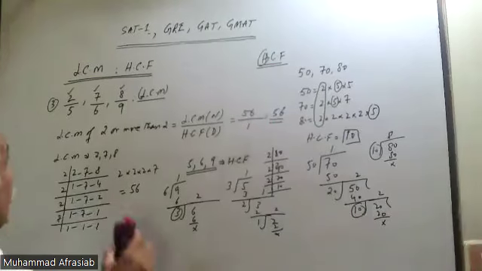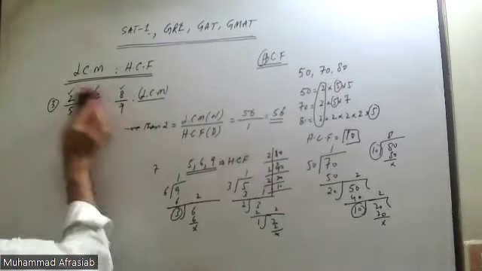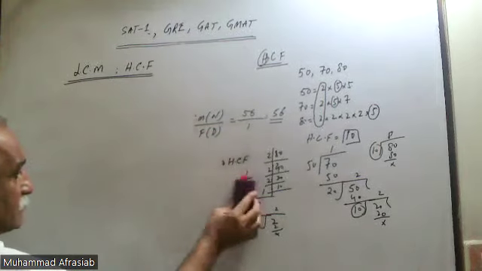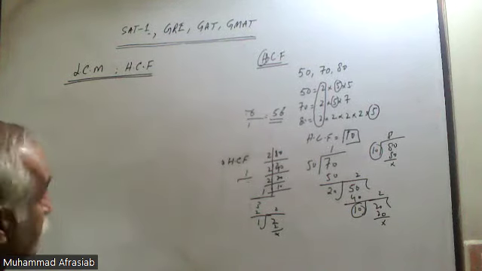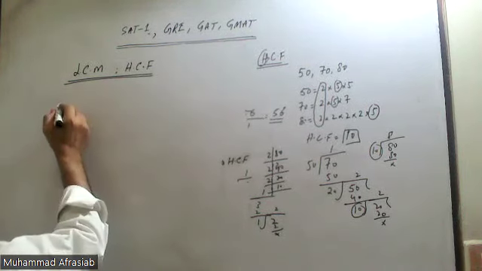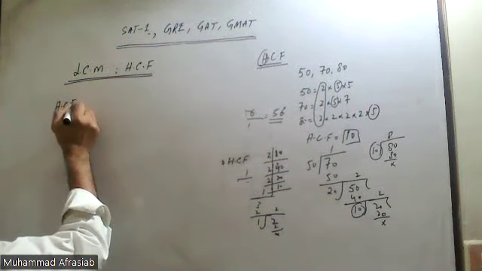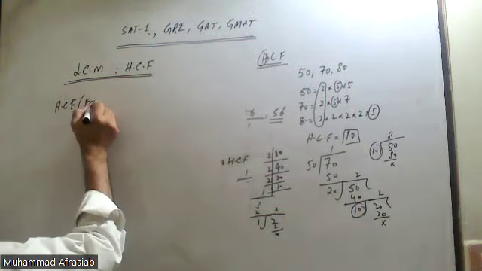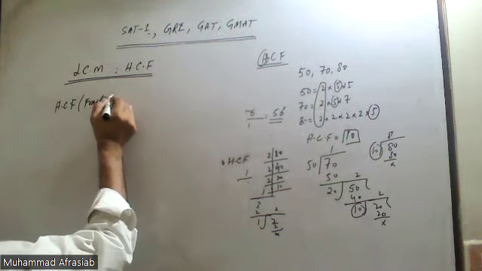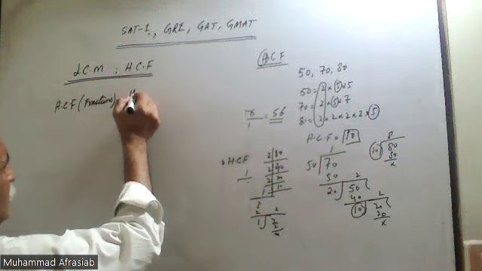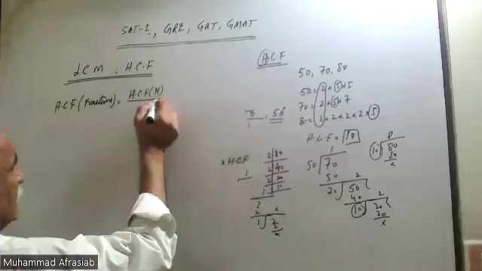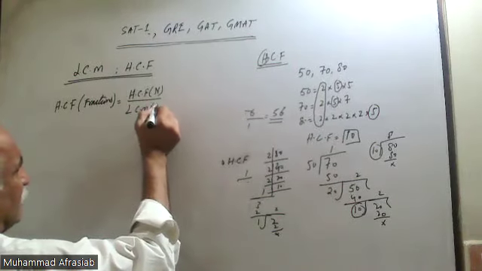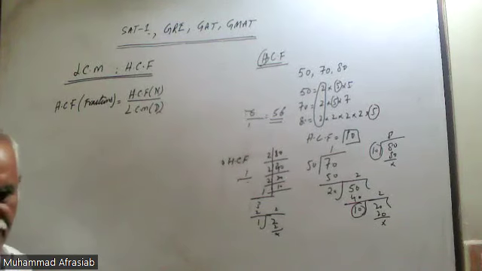But if the HCF of fractions is going to be taken, then it should be equal to the HCF of numerator divided by the LCM of denominator. So this is the formula we are going to use for this portion.